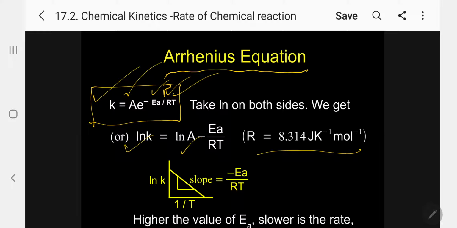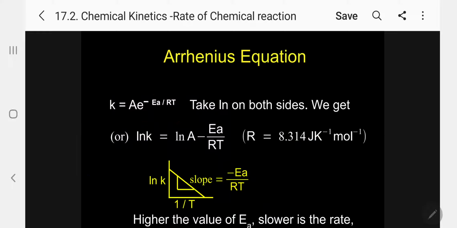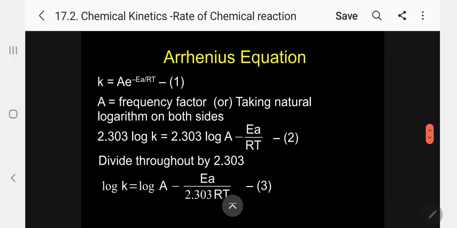R here is 8.314 joule per Kelvin per mole. So plot ln k versus 1 by T, we will get a slope. The slope is nothing but minus Ea by R. From this we can calculate the energy of activation. The idea here is, the higher the value of Ea, please follow, the slower is the rate. Kindly follow. This is negative. So the higher the value of energy of activation, the slower is the rate. Now I will get another equation, the same Arrhenius, in another form.